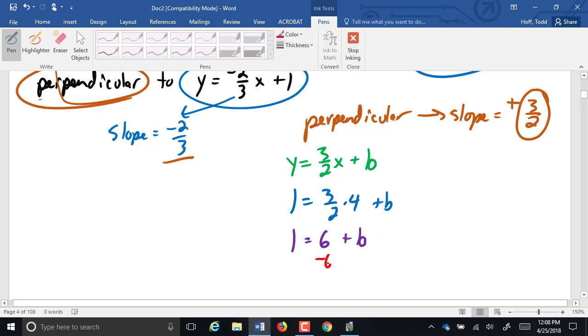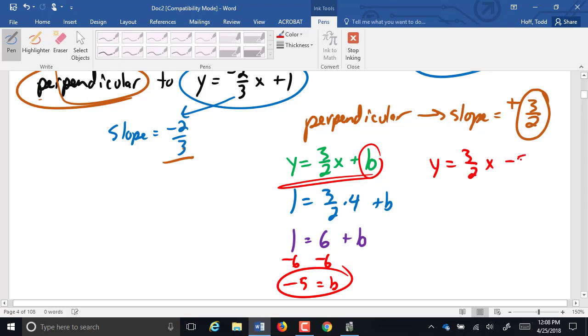So we're going to subtract 6 from each side, gives us -5 equals b, or b equals -5. So then we go back up to this equation, and we're going to replace b with the -5. Y equals 3/2 x minus 5.